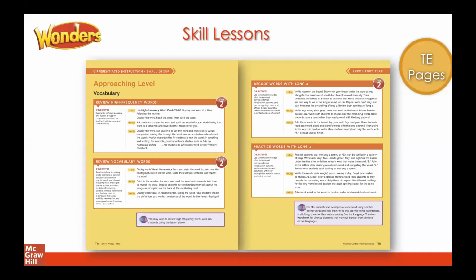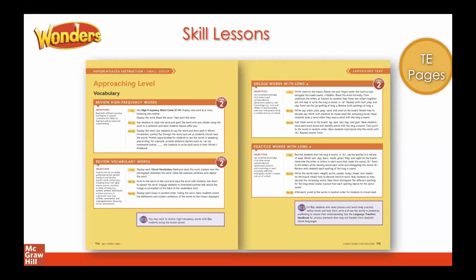So if I know that my students are still struggling with high frequency words or decoding words with long A, here I have additional lessons that follow that I do, we do, you do structure that we're already familiar and comfortable with, giving students an extra opportunity for instruction as well as practice. And so we're seeing that here.